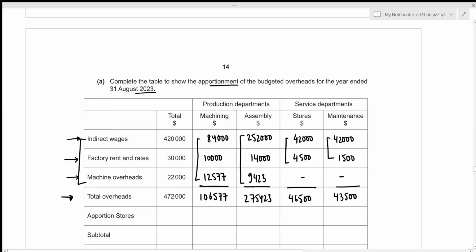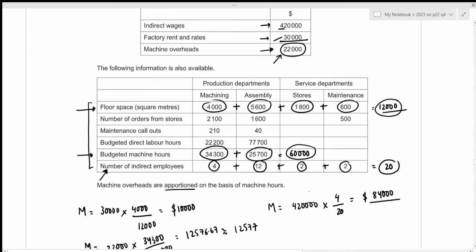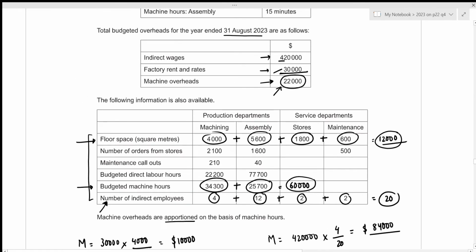Okay, now we need to apportion the overhead from stores. So that's the total of 46,500. We are now reapportioning it to the remaining three departments. Let's have a look above. We need to figure out an appropriate basis of reapportionment. In this case, we're talking about the stores, so our appropriate basis would be the number of orders from stores. Again, the first thing would be to figure out the total. So that's going to be 2,100 plus 1,600 plus 500, which results in 4,200.